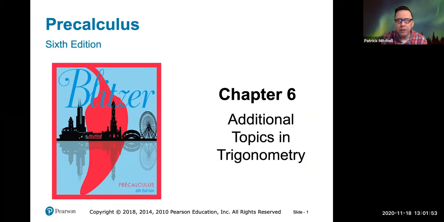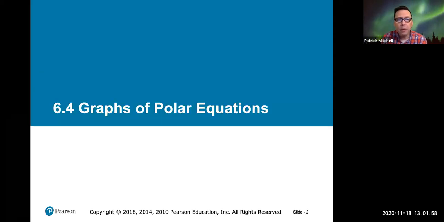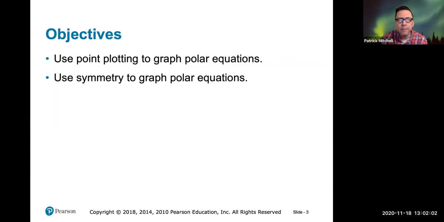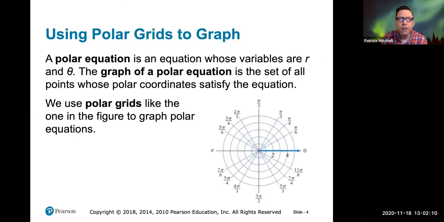We're continuing with Chapter 6 and polar coordinates. And today we're talking about Section 6.4, graphs of polar equations. In this section, we'll use point plotting to graph polar equations, and we'll also use symmetry to graph polar equations. A polar equation is an equation whose variables are r and theta. The graph of a polar equation is the set of all points whose polar coordinates satisfy the equation.